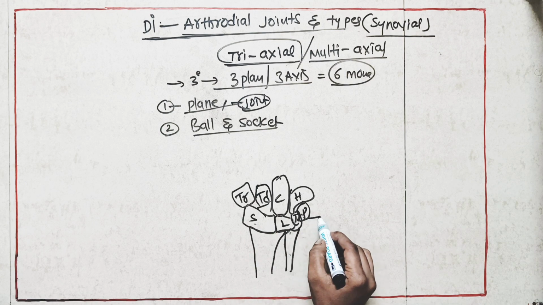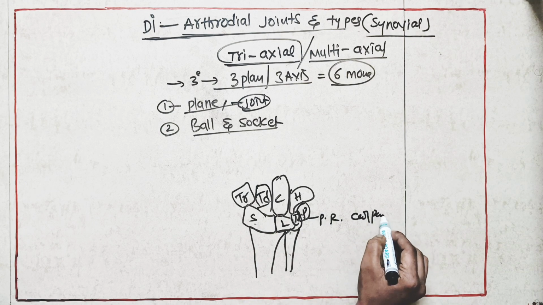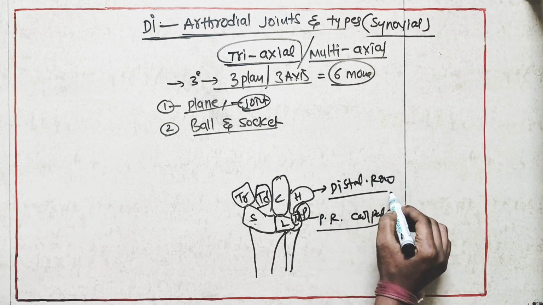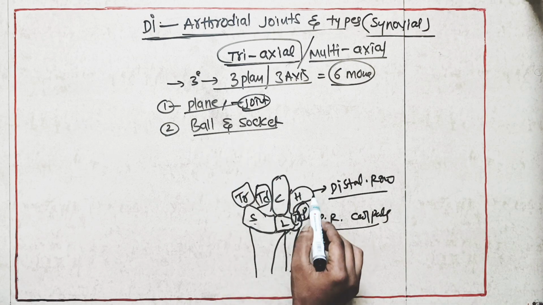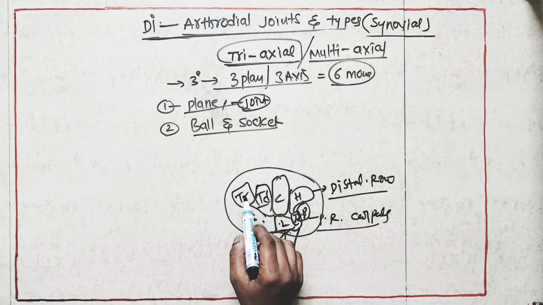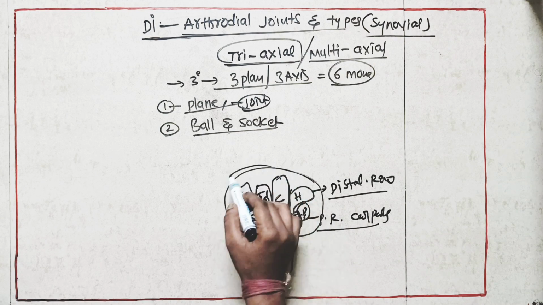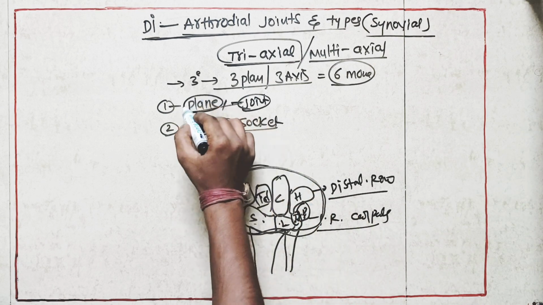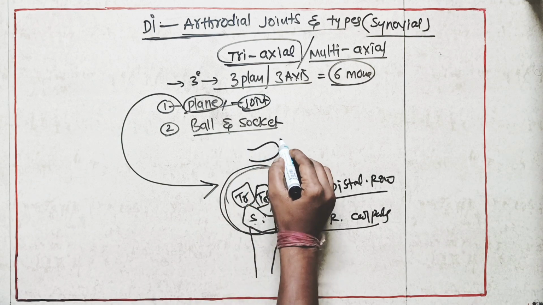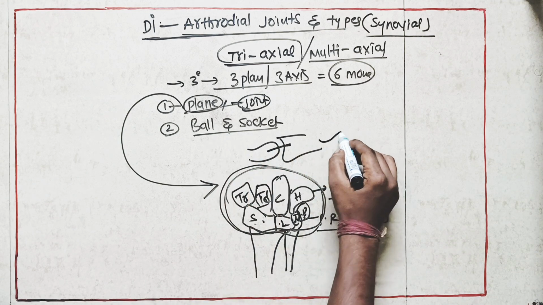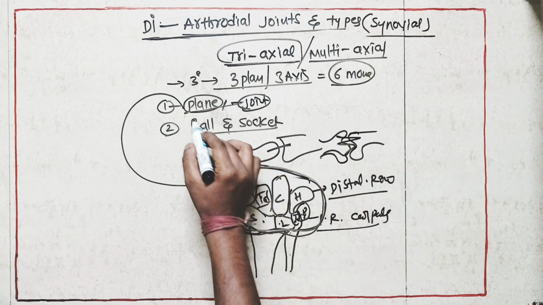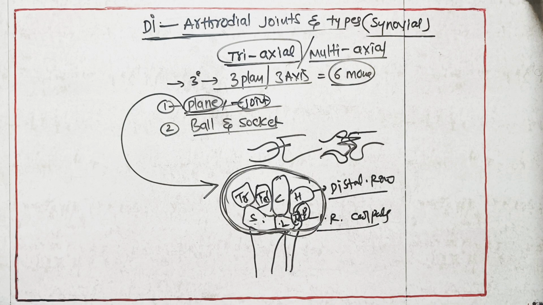So these are the proximal row of carpals. These are the distal row of carpals. So the joints between all these carpals, so here scaphoid, lunate, triquetral, pisiform, trapezium, trapezoid, capitate. The articulations between all these carpals are the examples for the plane synovial joints. So here articular surfaces need not be one concave, one convex. Not like this. Here one articular surface can have both concave, convex. One more can have both concave, convex. So these are the examples for the plane synovial joints.